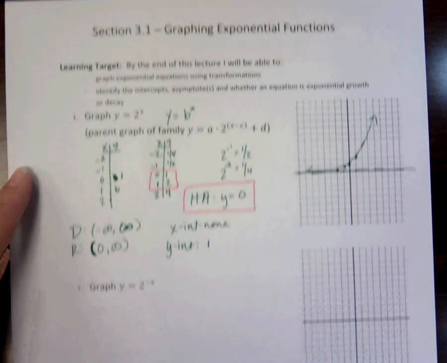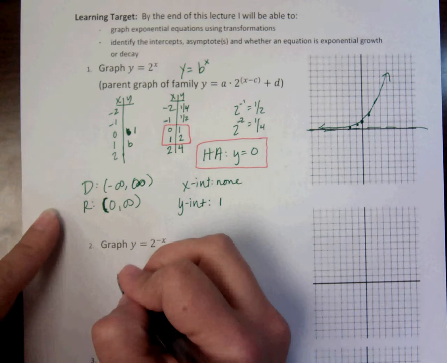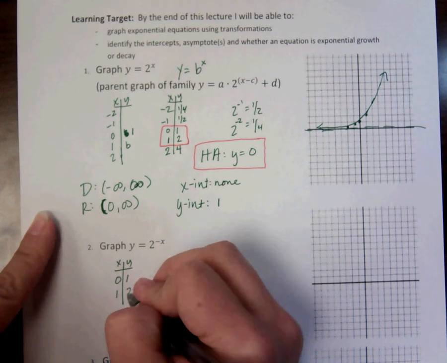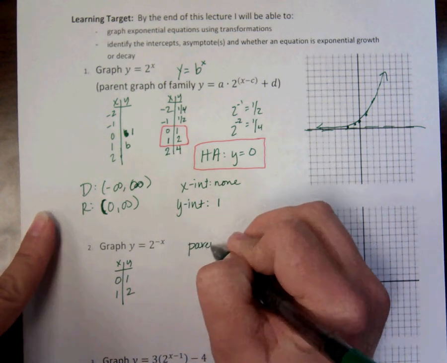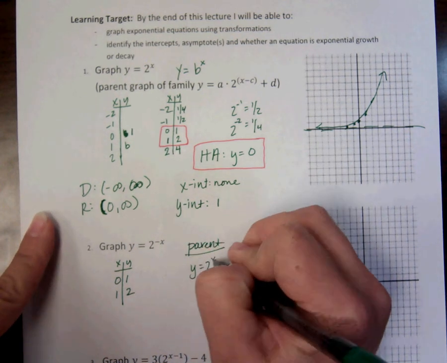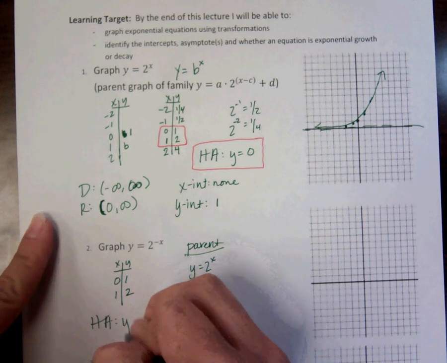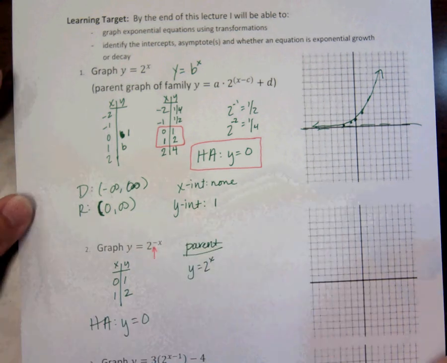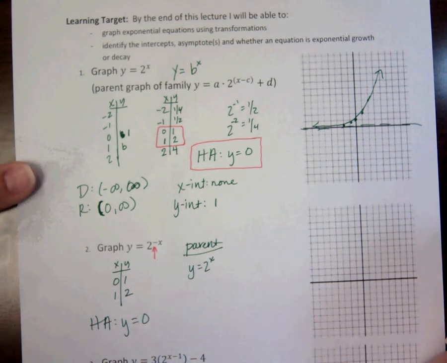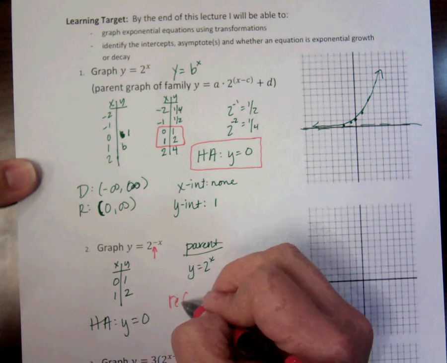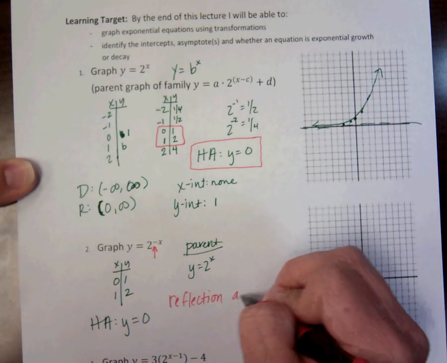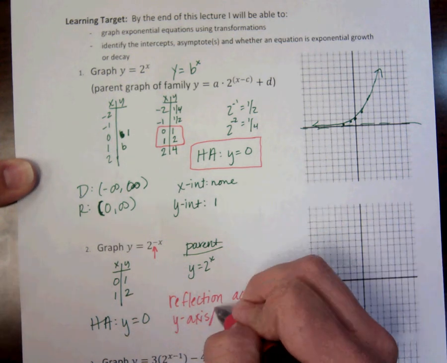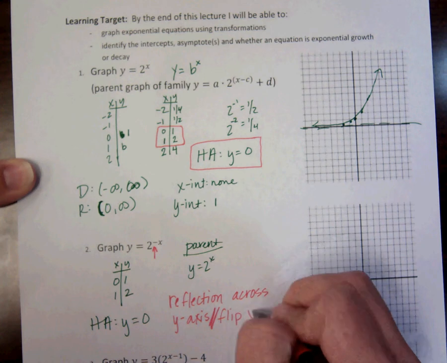So if we take a look at number 2, we're going to start with our parent function table. So in your parent function, we would look at the ordered pairs 0, 1, and 1, 2. Our parent function is y equals 2 to the x. We would have a horizontal asymptote at y equals 0. So that's everything in the red boxes up above. If we look at this transformation, because it is with x, it is flipping our x values. So this would be a reflection across the y-axis, or you could tell me that you are flipping your x values.